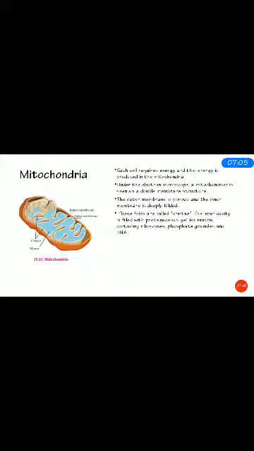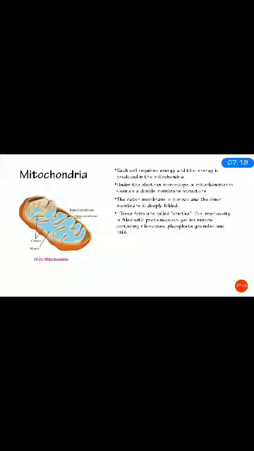Under the electron microscope, mitochondria are seen as a double membrane structure. The outer membrane is porous and the inner membrane is deeply folded. As you can see, the outer layer is not folded, only the inner layer is folded. And these folds are called cristae. Okay, cristae means folds. And the inner cavity is filled with proteinous gel-like matrix containing ribosomes, phosphate granules and DNA.